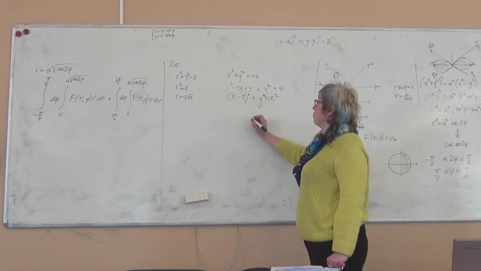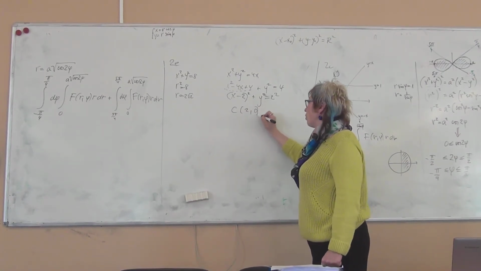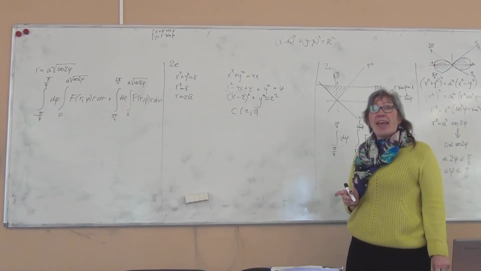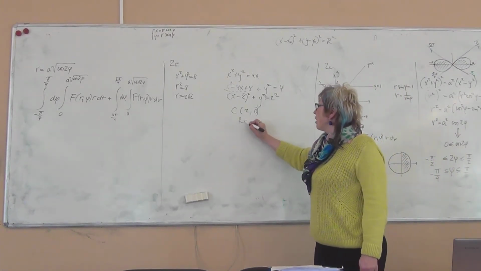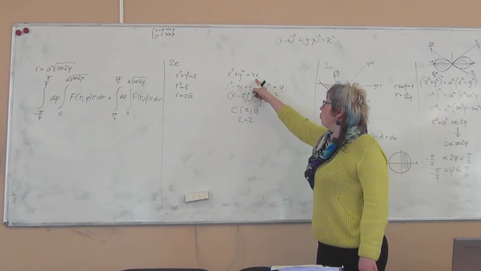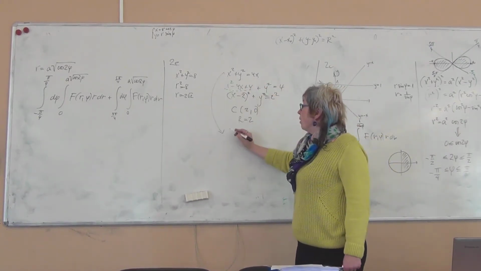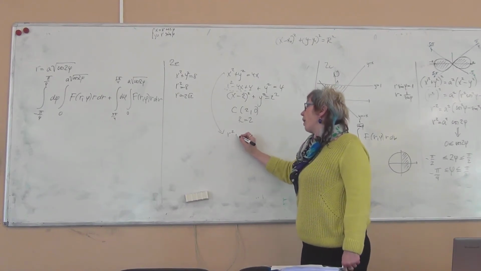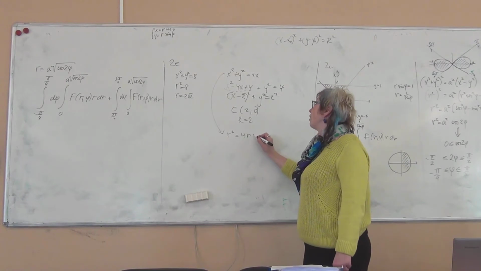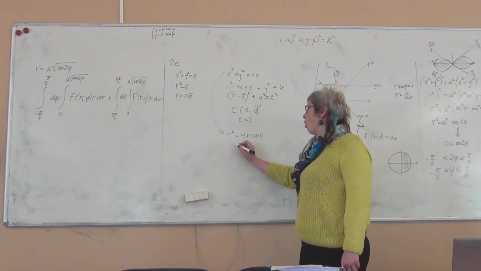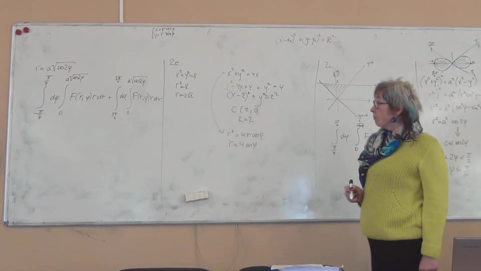That is 2 squared. So this means that the center of this circle is at the point (2, 0), which means it's on the x-axis. This means that the radius is 2. And when transforming this into polar coordinates, we see r squared equals 4r cosine phi, or r is 4 cosine phi.